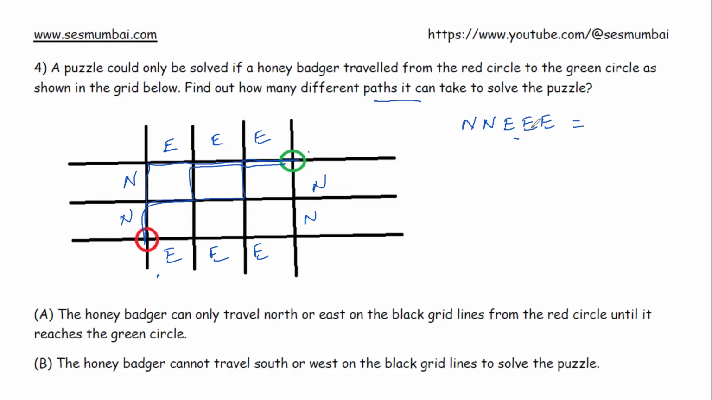So the arrangement of 5 letters is 5 factorial, and repeating is 3 letters and 2 letters. So you end up getting 5 into 4 into 3 factorial upon 3 factorial into 2. 2 factorial is 2. So 3 and 3 goes, 20 by 2 is 10. So there are 10 different paths he could take.